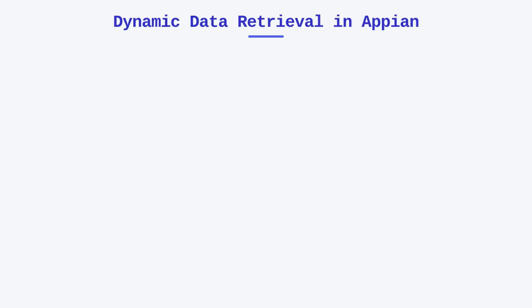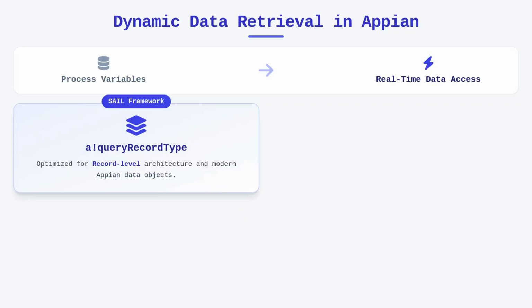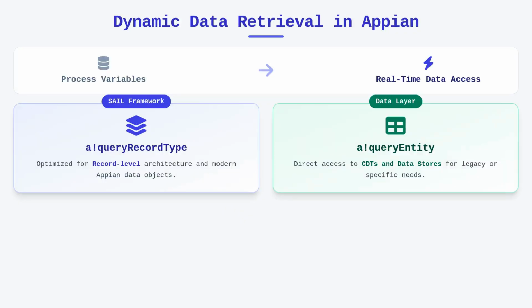In Appian, expressions are not merely for static calculations or string manipulation, they are the primary mechanism for dynamic data retrieval within the SAIL framework. When we talk about querying data with expressions, we are essentially moving away from reliance on process variables and shifting toward real-time data access. The two functions that dominate this landscape are a query record type and a query entity. While they share a similar purpose, they serve different layers of the Appian data architecture. Understanding when to use one over the other is a pillar of building performant interfaces.